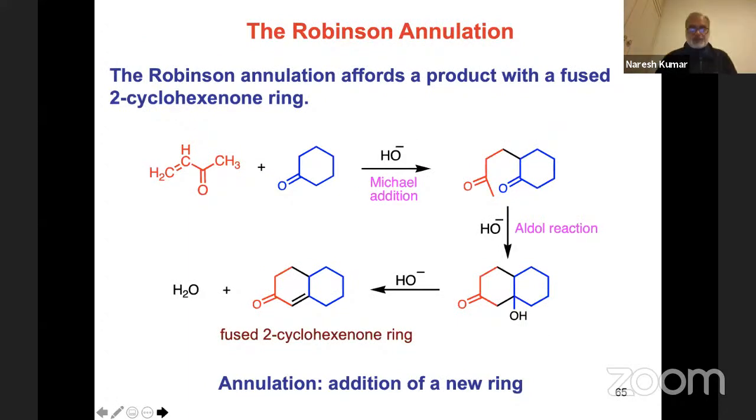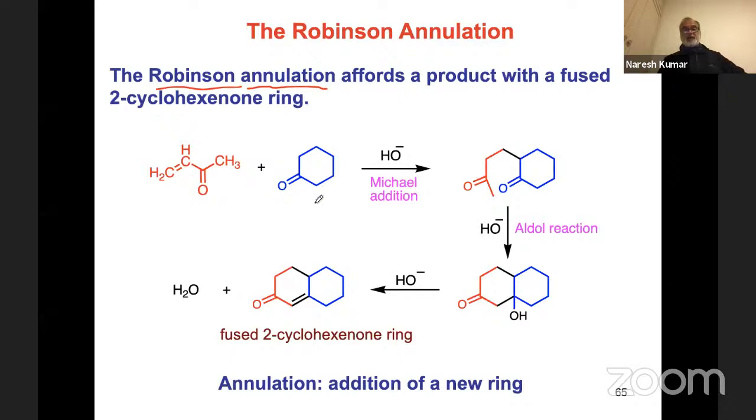Okay, the last two slides. Another reaction which is possible in the case of the conjugate addition or the Michael addition is what we call a Robinson annulation. Annulation is a term that is used when you fuse a ring onto another ring which is already present in your starting material.